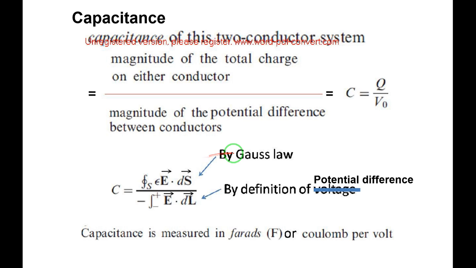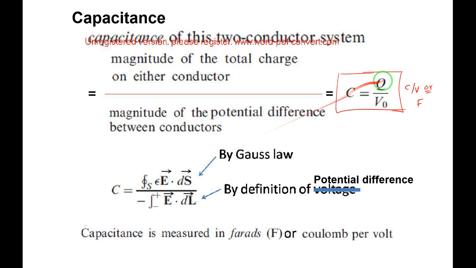The capacitance C is mathematically defined as the ratio of the magnitude of the total charge on either conductor divided by the magnitude of the potential difference between the two conductors. So C equals Q by V naught, where V naught is the potential difference between the two conductors, and Q is the magnitude of charge on either conductor. This you know already. Just by looking at this, what is the unit? Coulomb per volt. But practically we will not use coulomb per volt; we will be using farads. Capacitance is measured in farads.